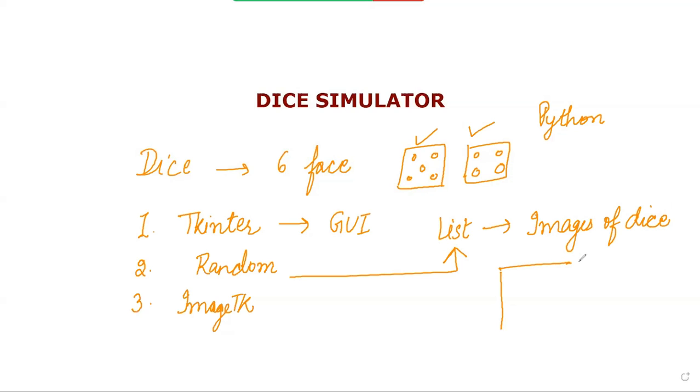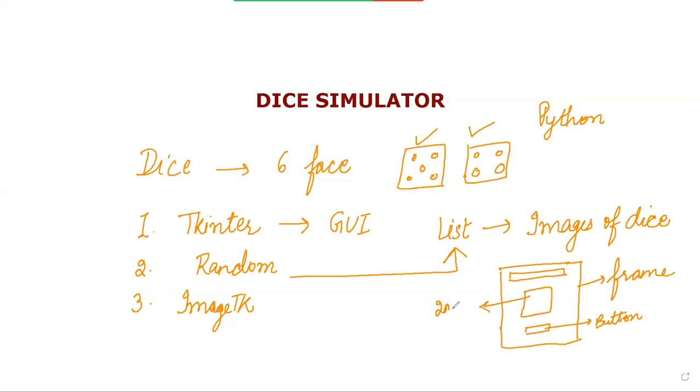So what will our GUI look like? This is the frame. First of all, we are going to add a label, then another frame, then a button. So with the click of the button, in this frame, a random image is generated. So let's get started with the coding part.